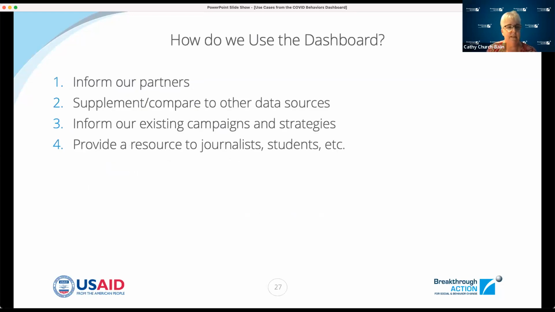We've been using the dashboard data as long as it has existed. And there's really 4 main ways. One, we inform our partners about what's happening on the behavior front. We supplement other data sources, as others have talked about. We certainly use it to inform our campaigns and strategies. And we provide a resource to journalists, students, and other people. And that has really been a valuable resource to us.